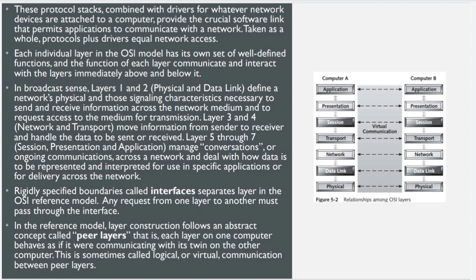Each individual layer in the OSI model has its own set of well-defined functions, and the functions of each layer communicate and interact with the layers immediately above and below it. Rigidly specified boundaries called interfaces separate layers in the OSI reference model. Any request from one layer to another must pass through the interface. In the reference model, layer construction follows an abstract concept called peer layers. That is, each layer on one computer behaves as if it were communicating with its twin on the other computer. This is sometimes called logical or virtual communication between peer layers.